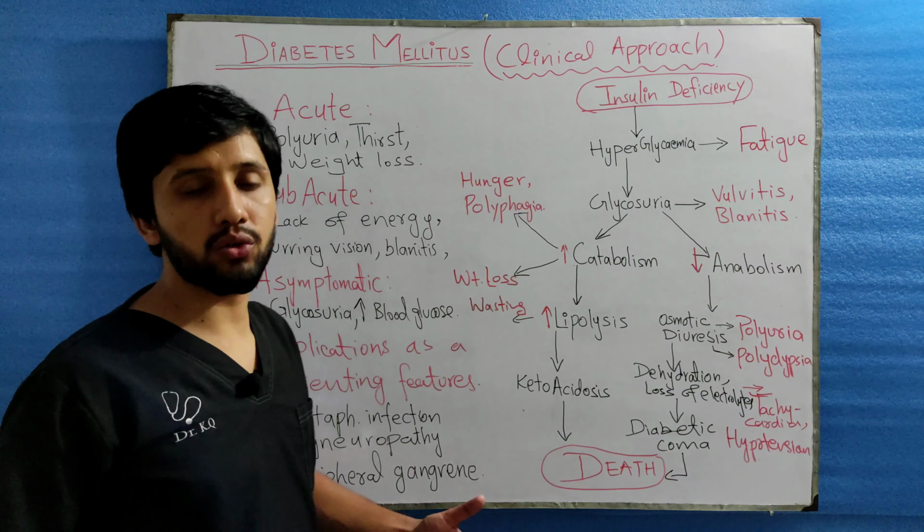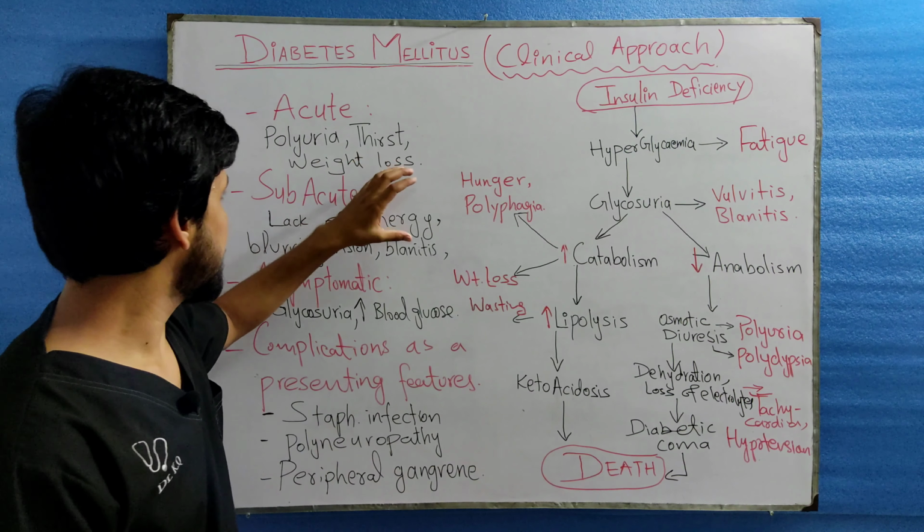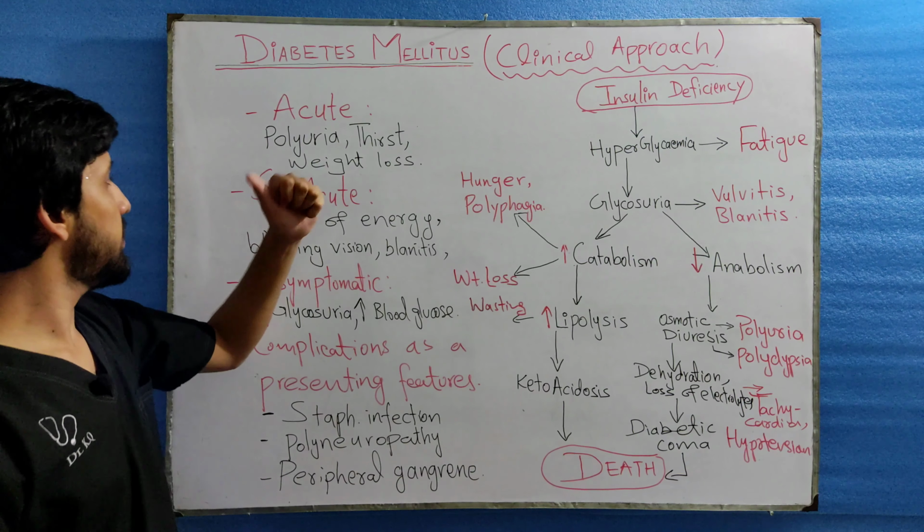Number one is the acute presentation, which involves polyuria, thirst, weight loss, and weight gain in type 2 diabetes mellitus. In subacute presentation, there will be the typical features of polyuria, thirst, weight loss, but involving lack of energy, blurring of vision and balanitis. Balanitis is a candidal infection, while blurring of vision and lack of energy are due to energy metabolism, which is disturbed due to the hyperglycemic state.